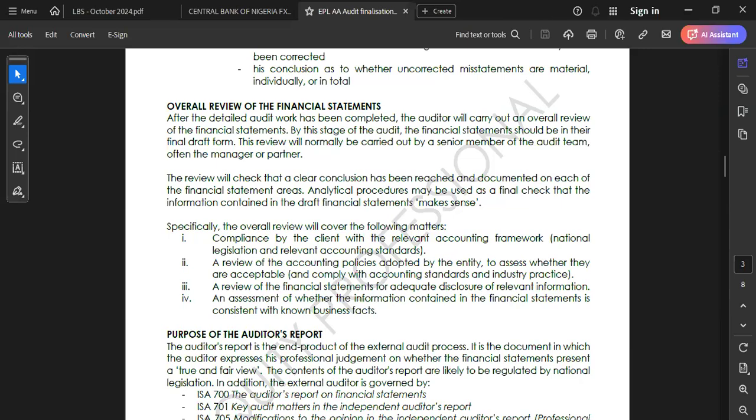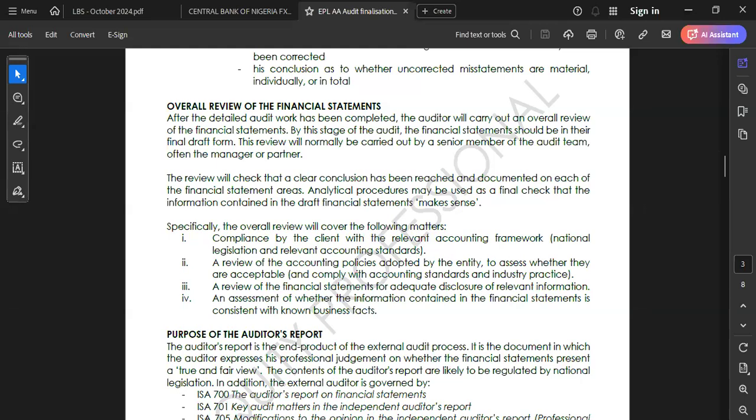Then the auditor will check for adequate disclosure. The disclosure notes to the account are also part of the financial statement. And this is where entities are expected to disclose related party transactions, and to disclose non-adjusting and adjusting events, all of which require disclosure. So the auditor will also carry out a review of that and then carry out an assessment of the information in the financial statement, whether they are consistent. So this is where you will do ratio analysis, analytical procedures, prior year comparison, and all of that. Whether the information in the financial statement makes sense. So this is what a review of the financial statement means to the auditor.